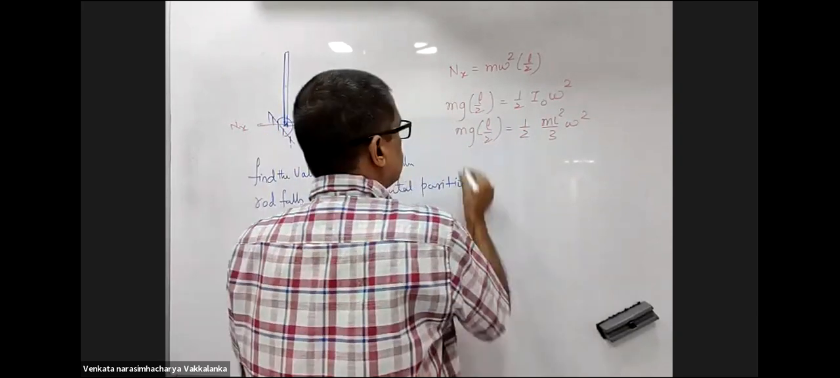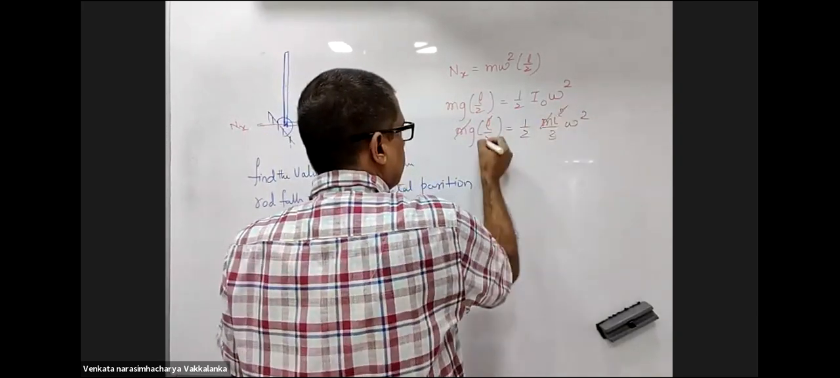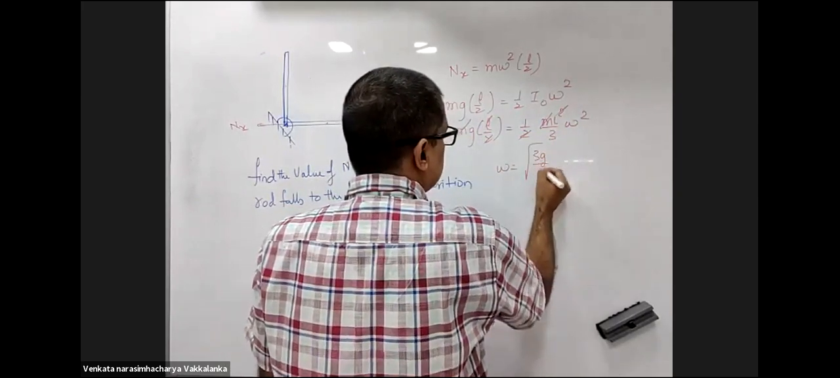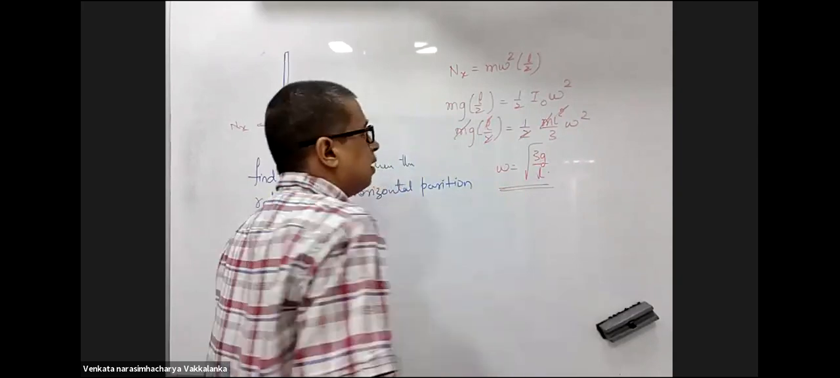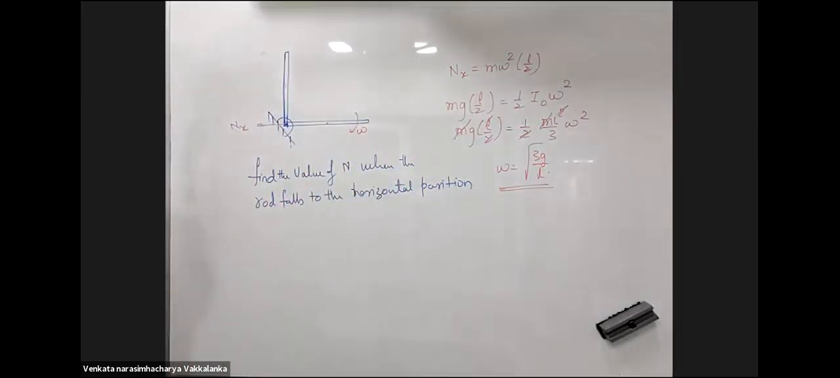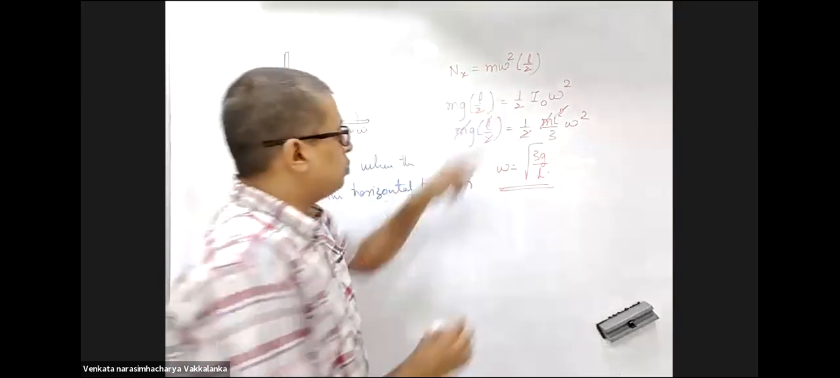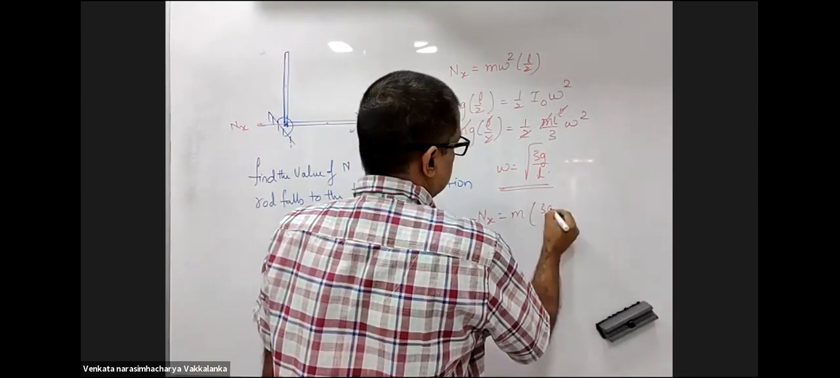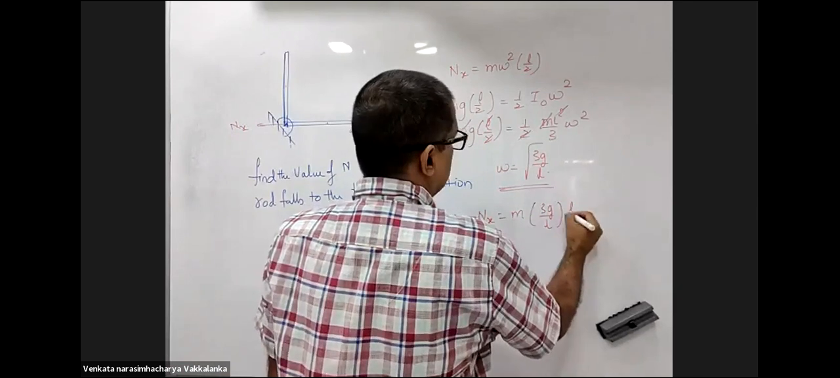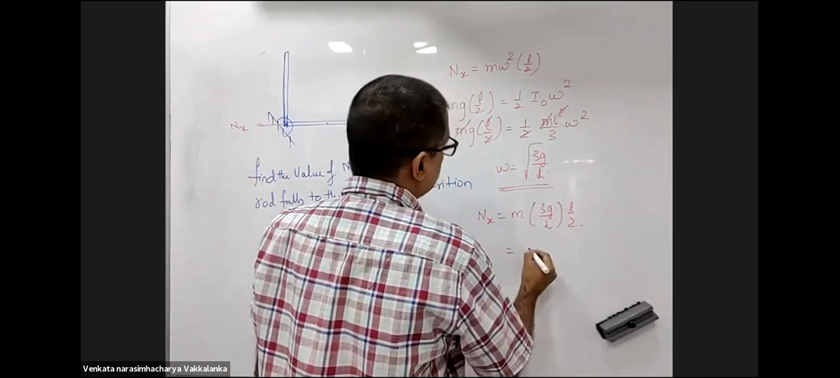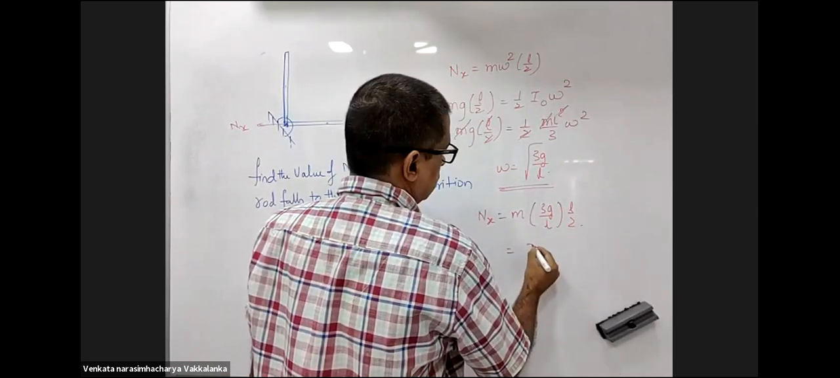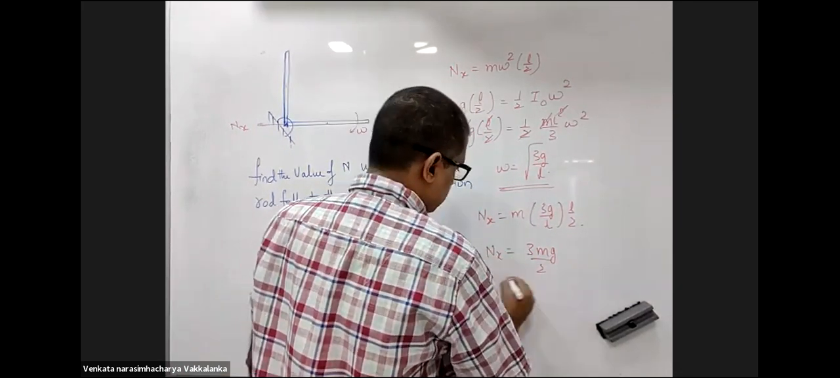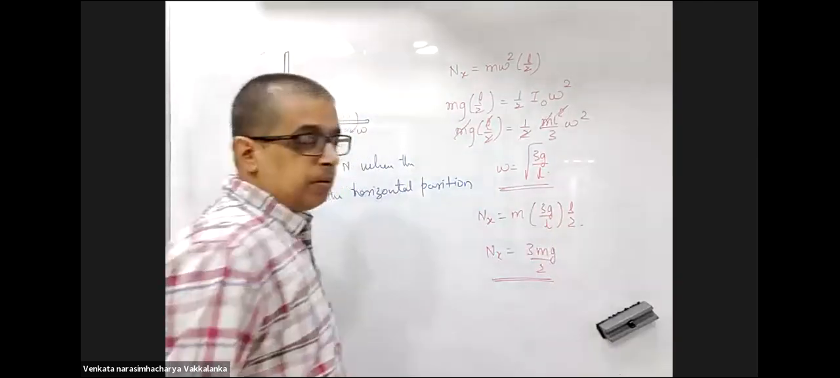Mgl by 2. Ml square will go. Omega is root of 3g by L. Substitute this omega here. I will get Nx is M into 3g by L into L by 2. 3mg by 2 is Nx. Half my job is done.